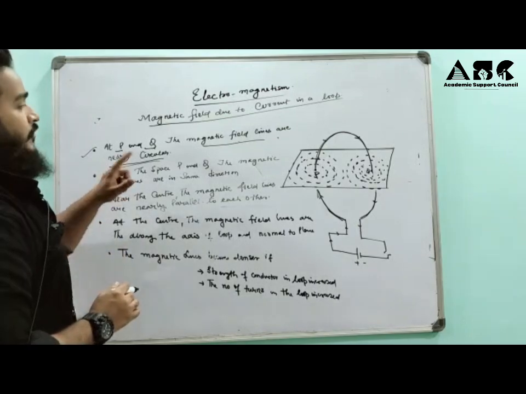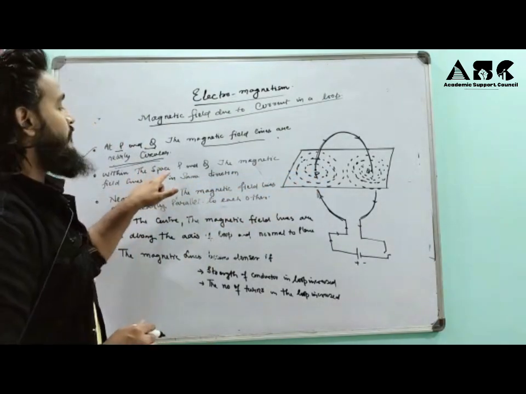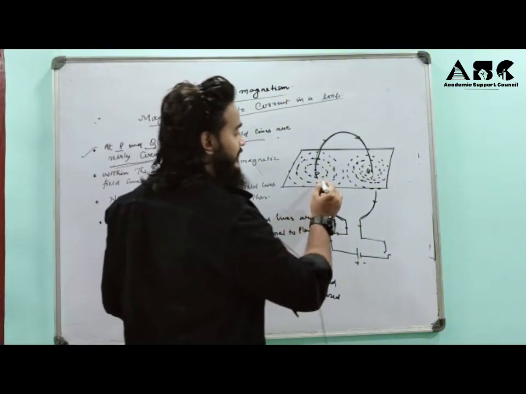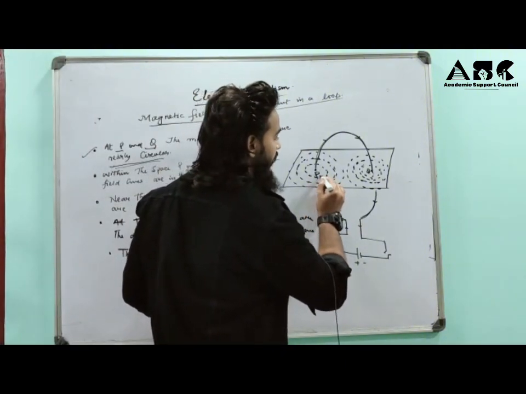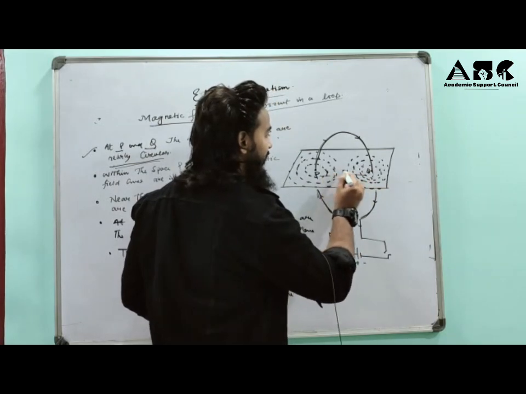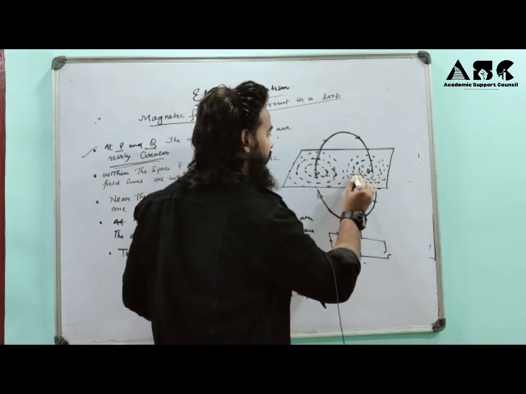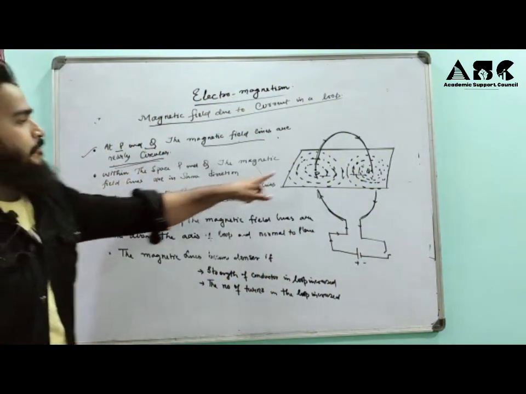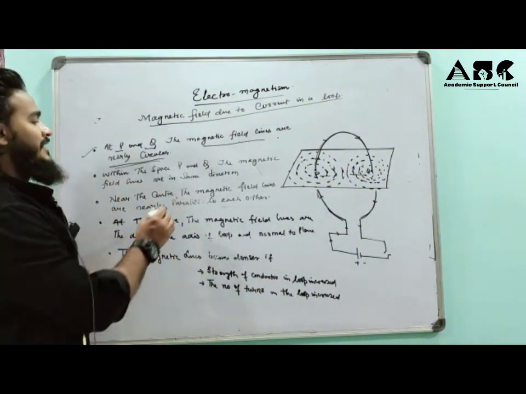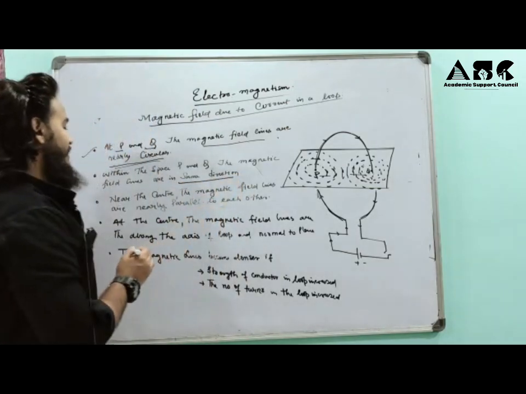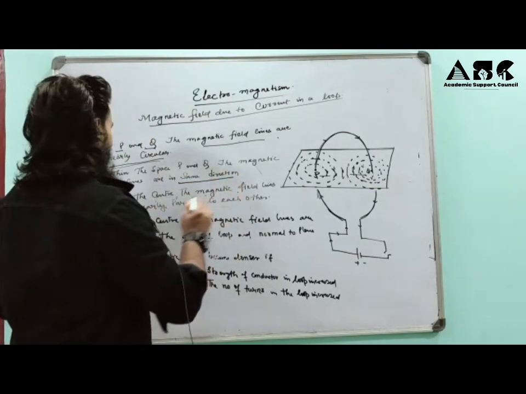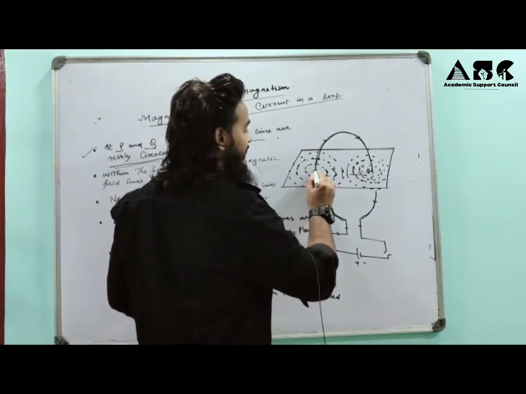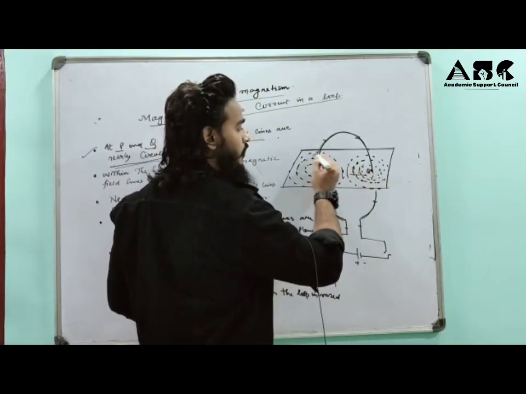Now what is the second point? What can we observe from here? Within the space between P and Q, the magnetic field lines are in the same direction. If you see the magnetic lines of force here, they are nearly in the same direction. Near the center, the magnetic field lines are nearly parallel to each other. Near the center means the center of the concentric circles.